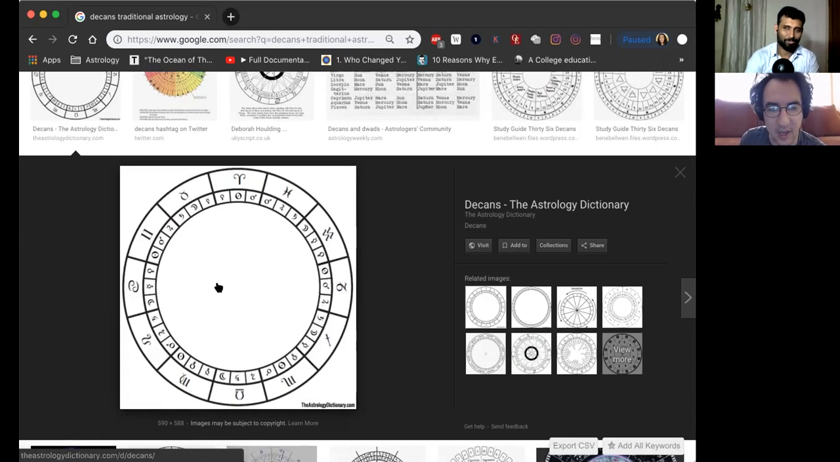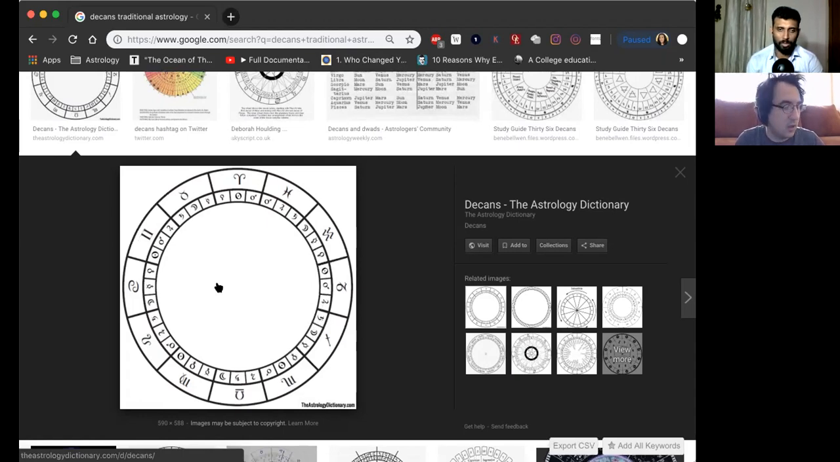So that's the rulership scheme of the decans that was most popularly used in, it seems, Hellenistic, Persian, Arabic, and European systems of astrology. So that's what we'll be working with, and we'll talk about the origins of them a little bit as well. Did you have anything you wanted to say?